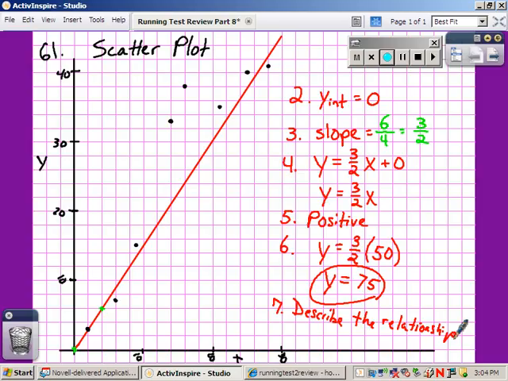I always look at the x-axis and I say, as x increases, what happens to y? Well, okay, when x was 0, y was 0. When x is 20, it looks like y is somewhere around 30. So obviously, when x goes up, y goes up. That's the relationship. As x increases, y increases. That's the end of the scatter plot.